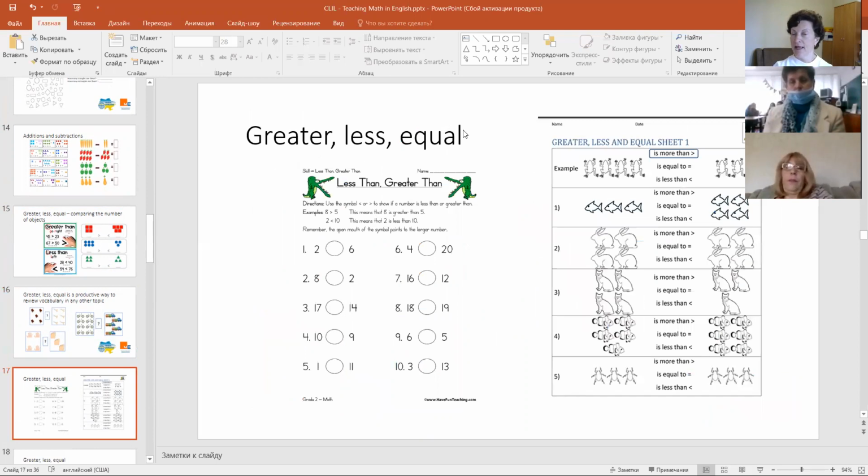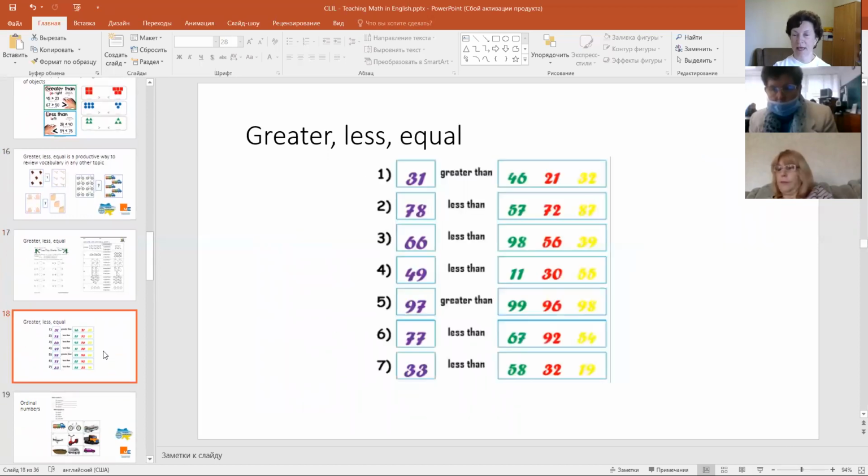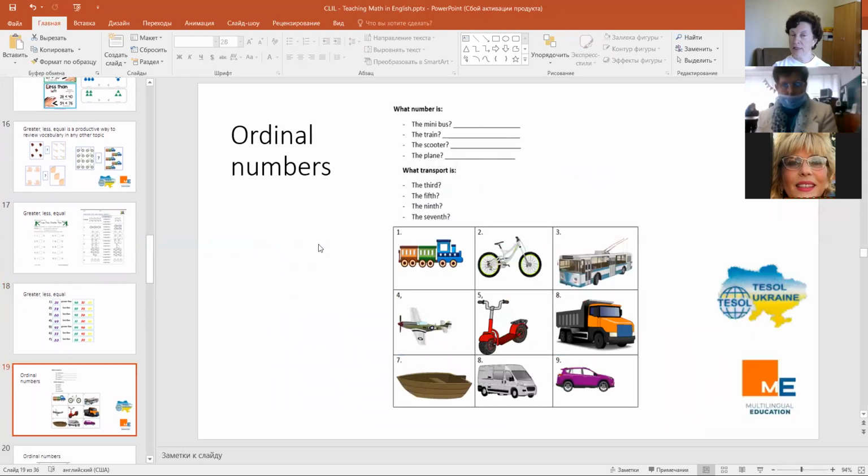So you see that such worksheets for less than and greater than may be found online. Lots of worksheets, and again, they are combined with the basic vocabulary. So we learn the vocabulary. Later, we will use the same operation, but with bigger numbers. It will be for the third grade, the fourth grade, and we also do ordinal numbers.